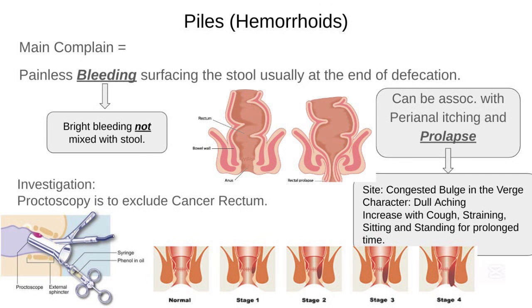Prolapse during defecation, which may reduce spontaneously or require manual reduction. Perianal itching and discomfort. External hemorrhoids, however, present with painful swelling near the anal verge, especially if thrombosed, localized discomfort, and irritation as well.